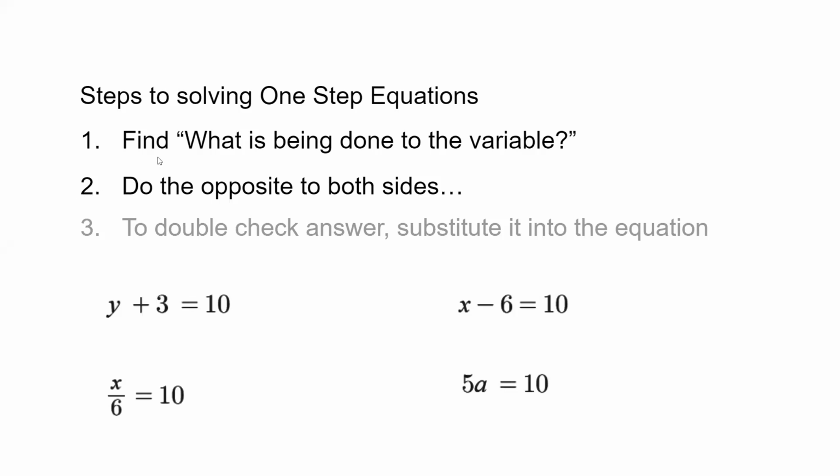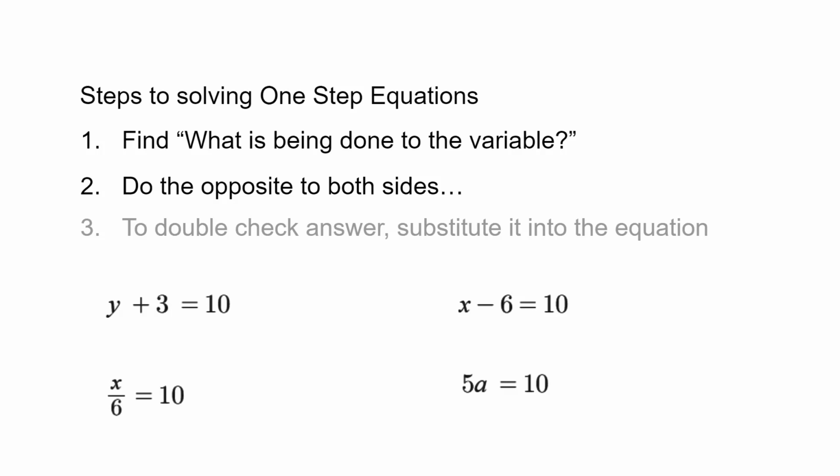The first is to find what is being done to the variable. Now that variable may be X or Y or A. It doesn't really matter, but we need to find the variable and decide what is being done with it. And then we're going to do the opposite of that math operation with the same number to both sides. If necessary, if we want to double check our work, we're going to substitute our answer back into the original equation and see if it makes it true. I will give you an example of that when we go through the problems on the next page.